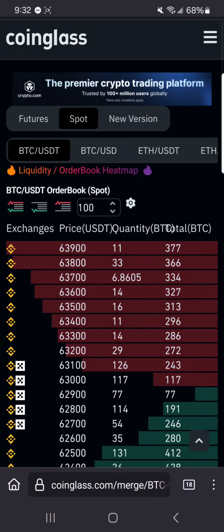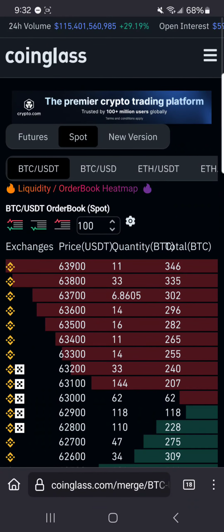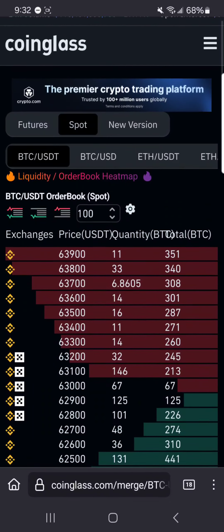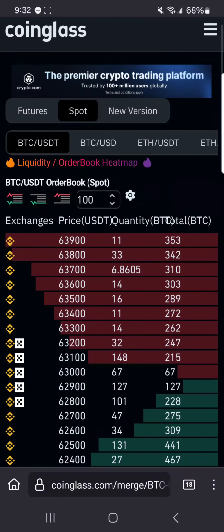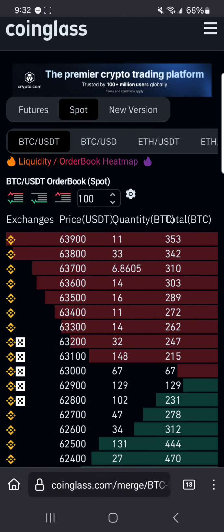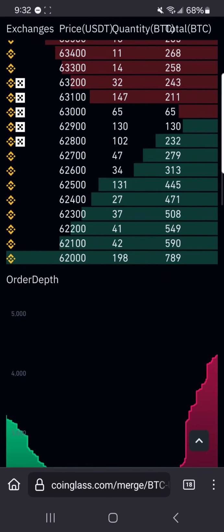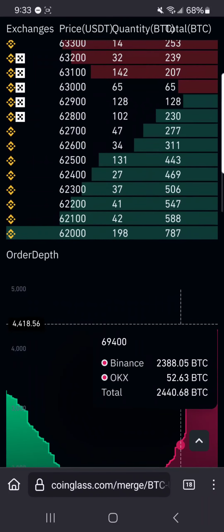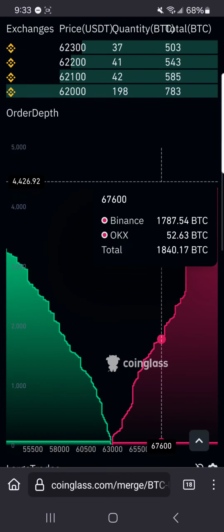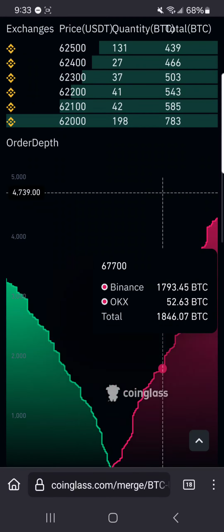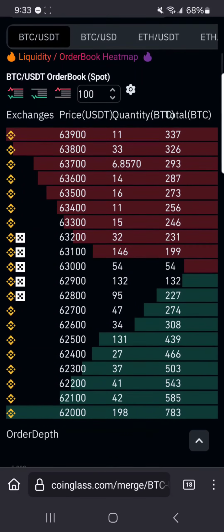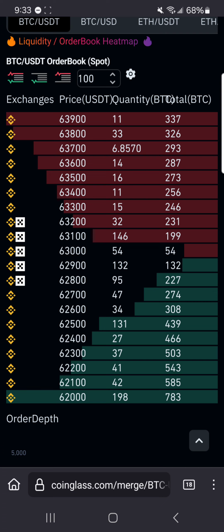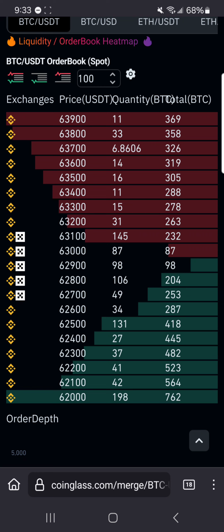And if we look on CoinGlass at the order book, looking at BTC USDT with Binance, Bybit, and OKX, and we're looking at it in $100 increments, you can see at the bottom there it's a total of 783 Bitcoin of buy orders placed down to 62,000.